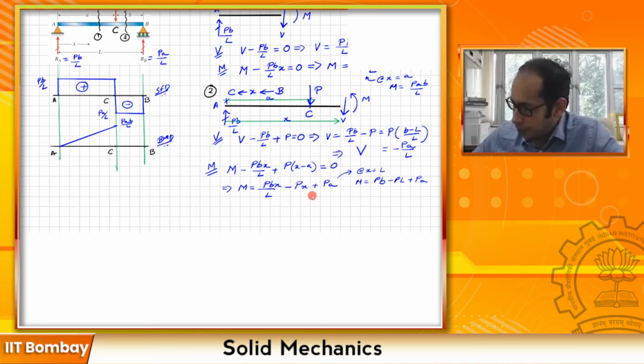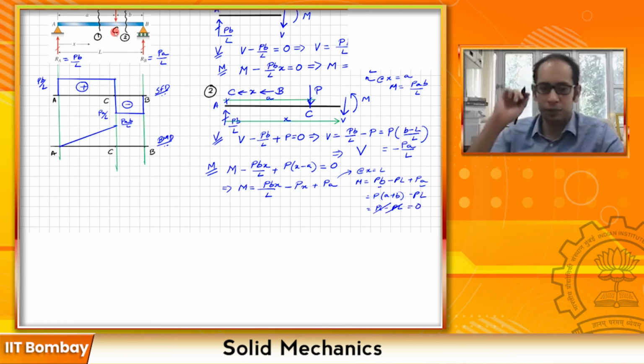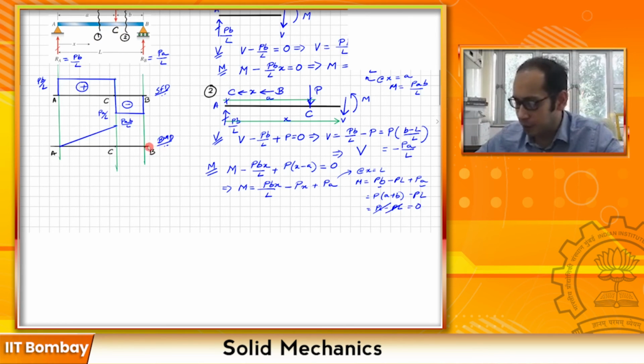Now if you take the first term and the last term, this becomes PA plus B minus PL. Now A plus B is nothing but the total length L over here, so PL minus PL becomes equal to 0. So it checks out, that one checks out. So it's going to be a 0 over here, right?